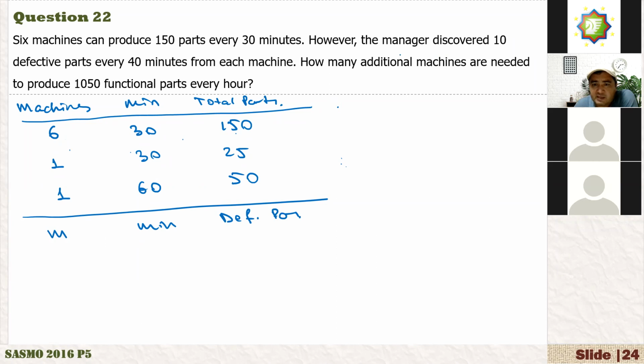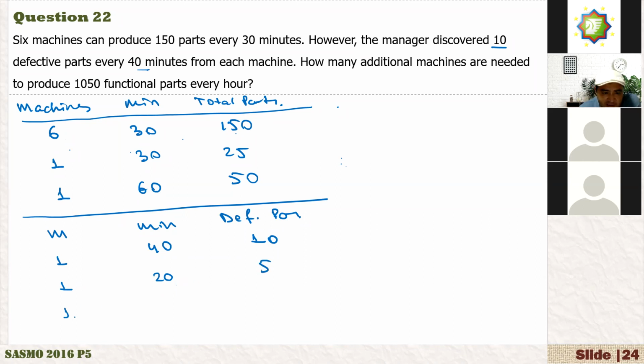In the question, it says that the manager discovered 10 defective parts every 40 minutes from each machine. So if one machine is working for 40 minutes, 10 defective parts are produced. That means in 20 minutes, what is it? 40 minutes, 10 defective parts. In 20 minutes, the machine produces 5 defective parts.